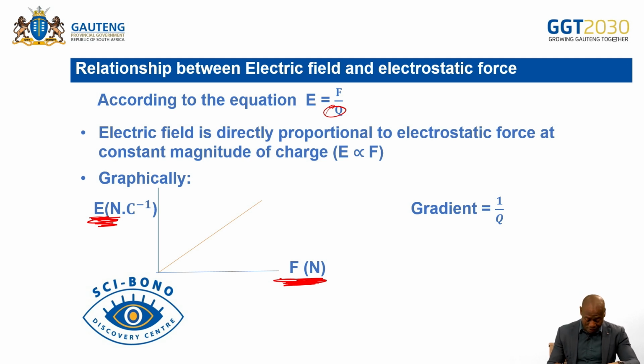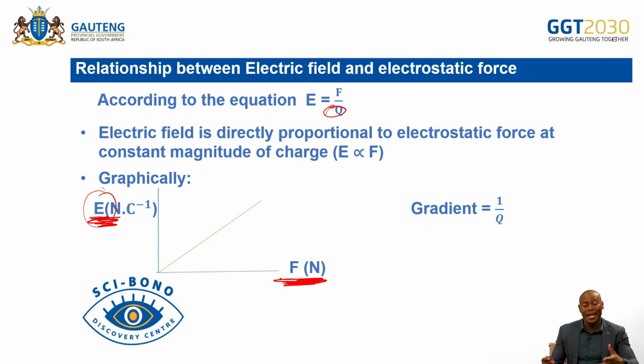If you get a graph like this and they ask you about the dependent variable, you must be able to say it is the electric field at a point, measured in newtons per coulomb. The independent variable is the electrostatic force, measured in newtons.